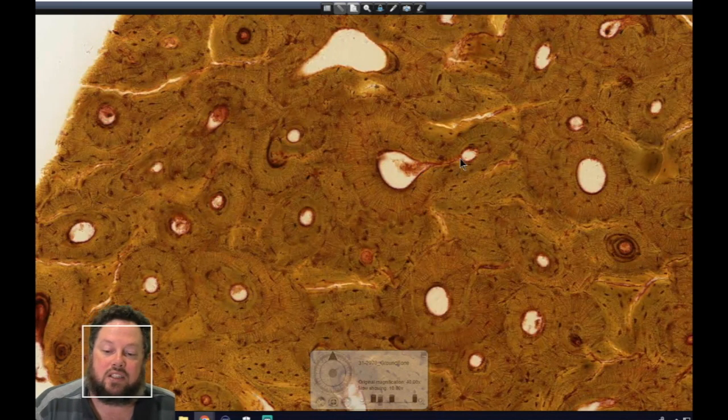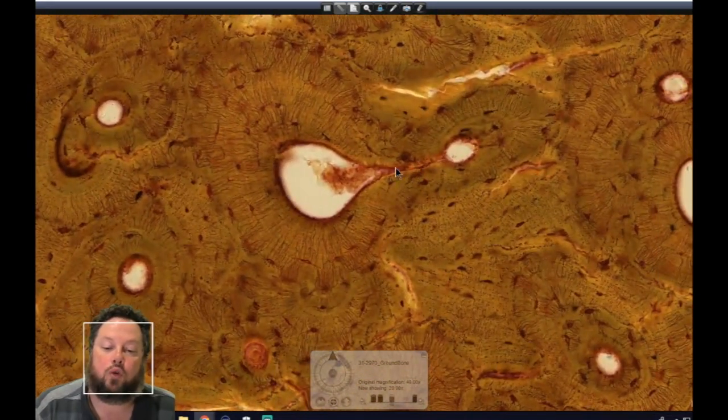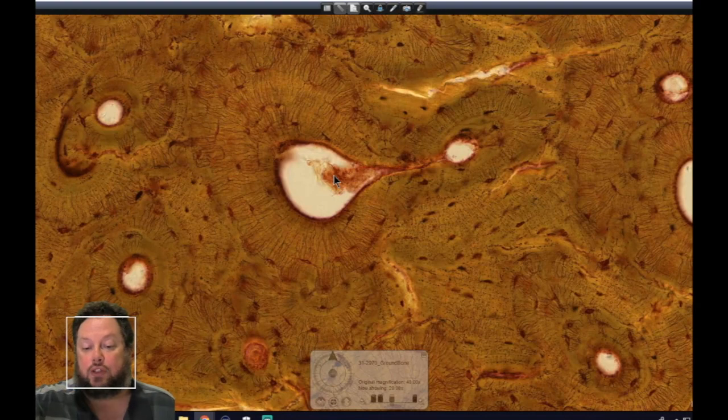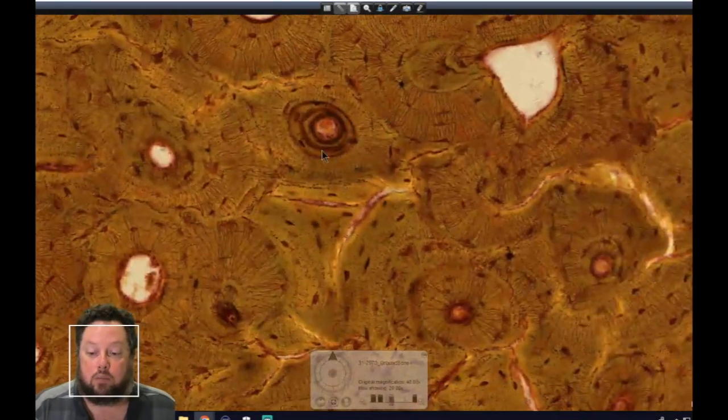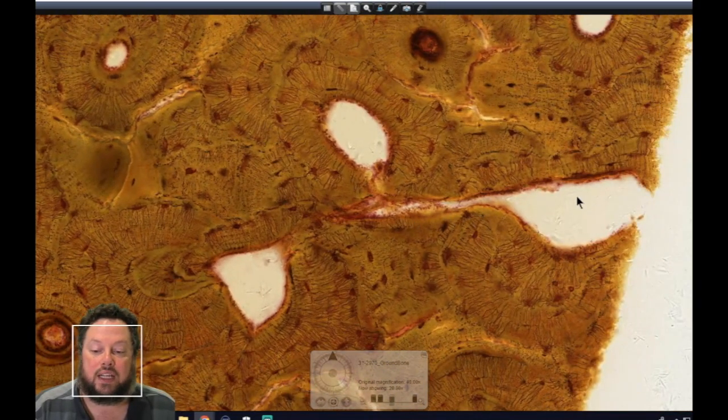Sometimes you can see how some of these haversian canals are connected to each other by perforating canals. These perforating canals are also known as Volkmann's canals. The haversian canals run parallel to the length of the bone. The perforating canals run perpendicular to the length of the bone. So you can sometimes see here, for example, a perforating canal which would have been lined by endosteum as well.